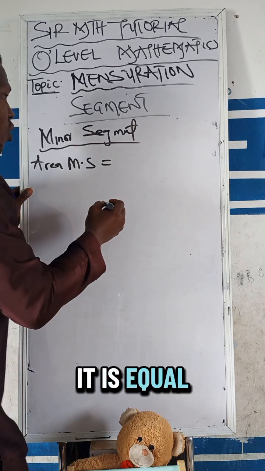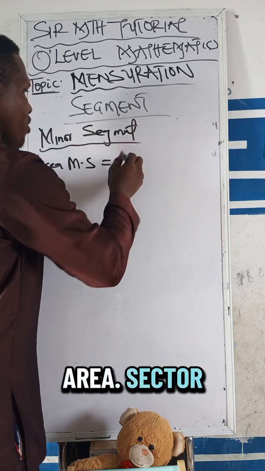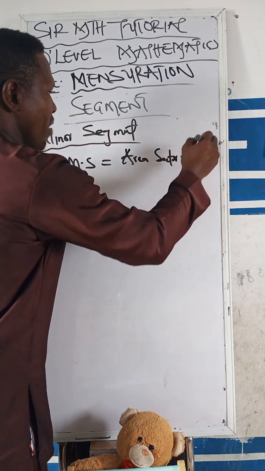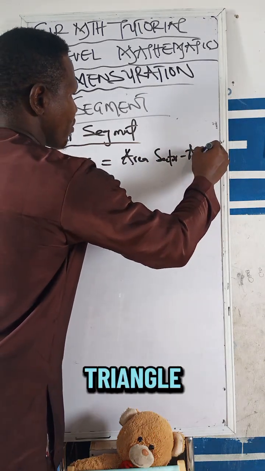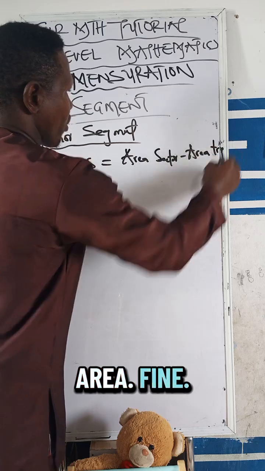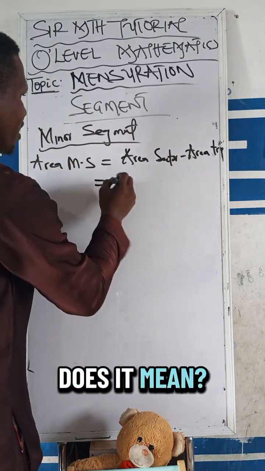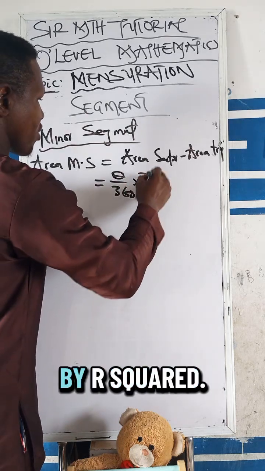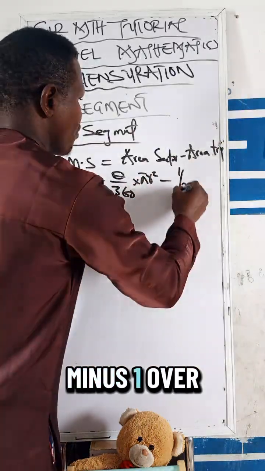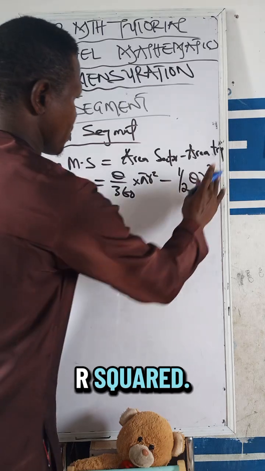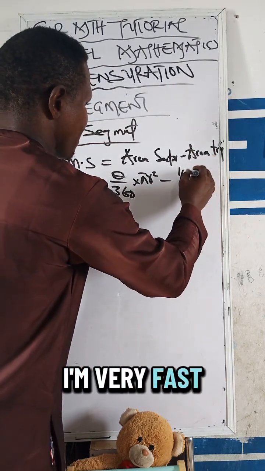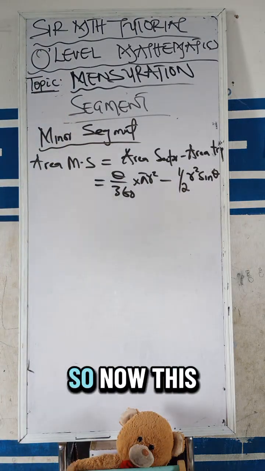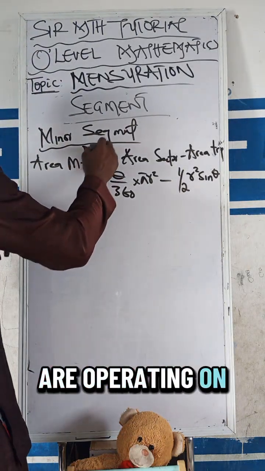The area of a minor segment is equal to the area of the sector minus the area of the triangle. So what does it mean? The area of the sector is theta over 360 times pi r squared, minus 1 over 2 r squared sine theta. This is if we are operating in degrees.